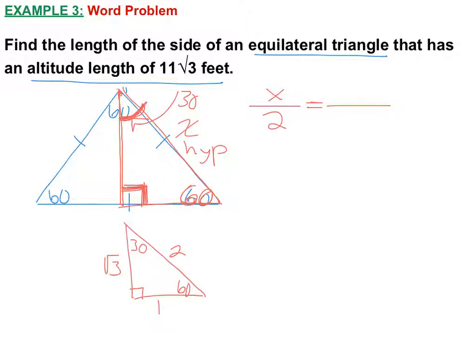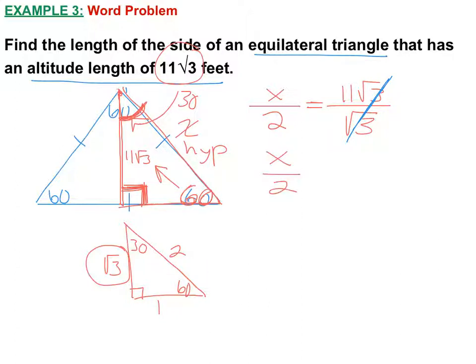We're given that the altitude is 11 square roots of 3. So 11 square roots of 3. That's opposite the 60 degrees, so we know that its corresponding part is the square root of 3. Now, we could do some cross multiplication, or we could recognize that the square root of 3 divided by the square root of 3 is going to cross each other out. So now I'm left with x divided by 2 is equal to 11.